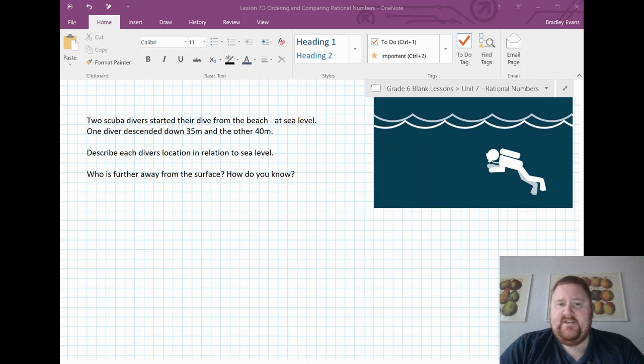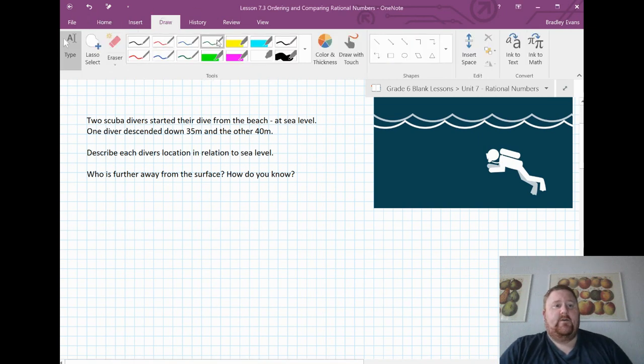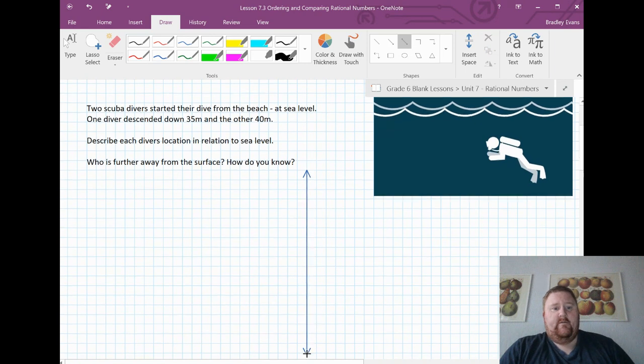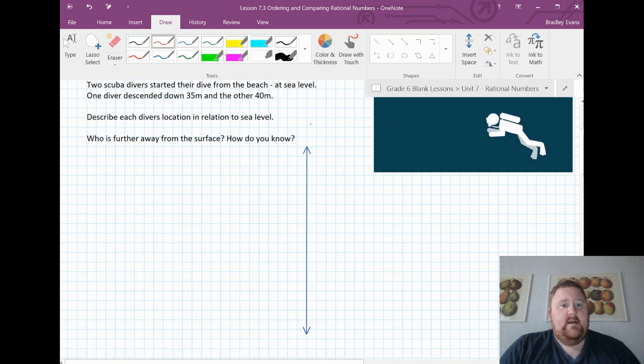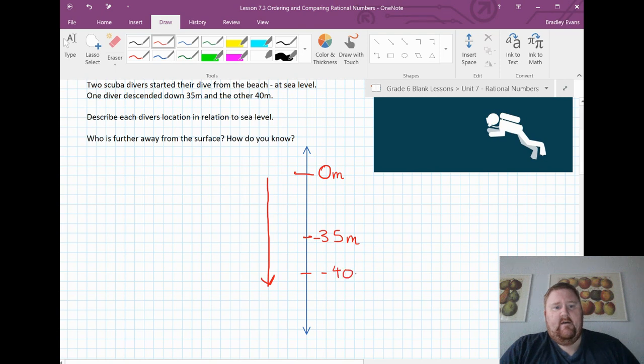Okay, so in relation to sea level, we know that sea level is going to be given as 0. So I'm going to draw a very quick number line. Sea level we're going to have as 0. Now, notice where I'm putting my 0. I'm putting it right at the top there, because scuba divers are descending, which means they're going down. One diver is 35 meters below 0. So he's going to be at negative 35, I should say. And the other is at negative 40.